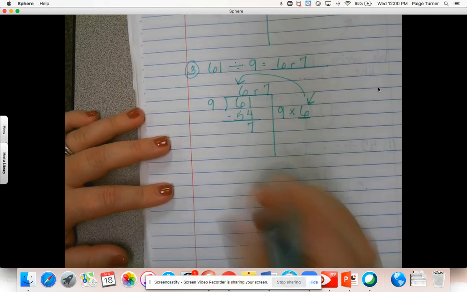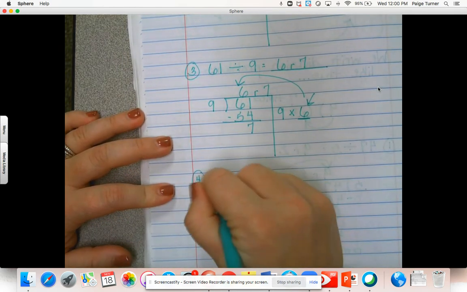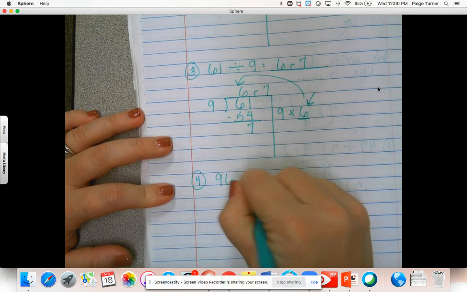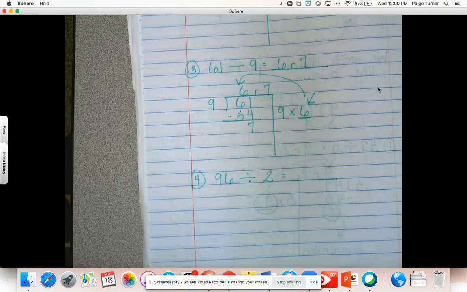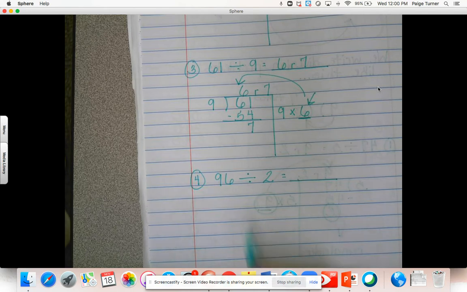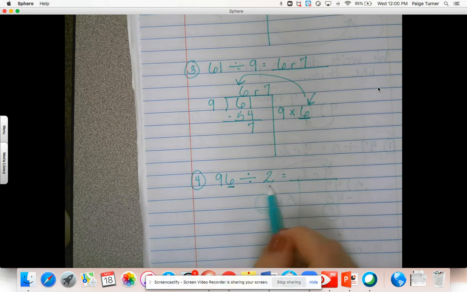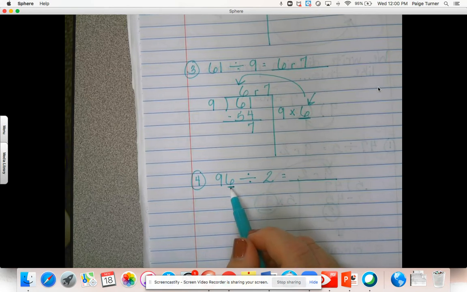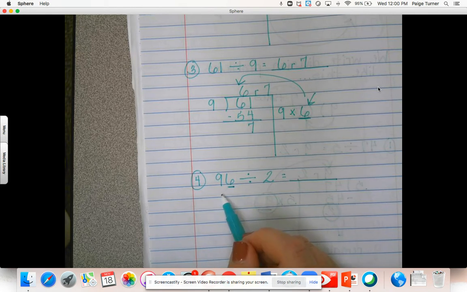All right, so let's do number 4. Let's do 96 divided by 2. Now, if you know anything about the multiples of 2, the numbers you say when you count by 2s, then you already know what's going to happen here. 96, that's an even number. Well, when you count by 2s, you only say even numbers. So that means 2 should go evenly into 96, meaning that we should not have a remainder here.